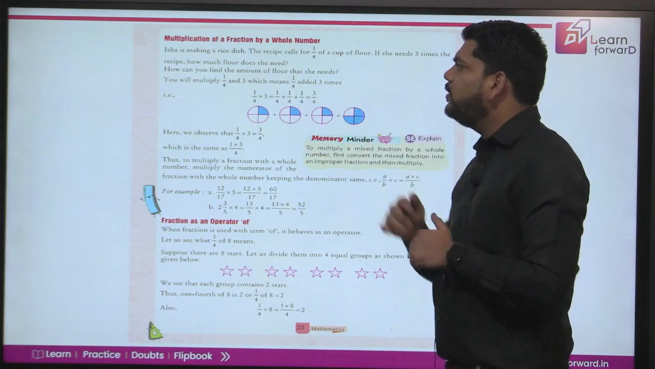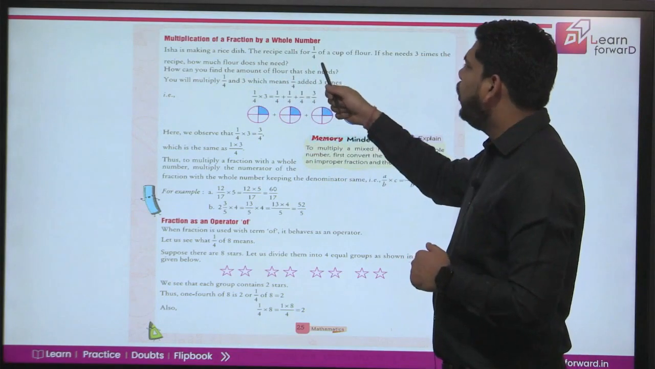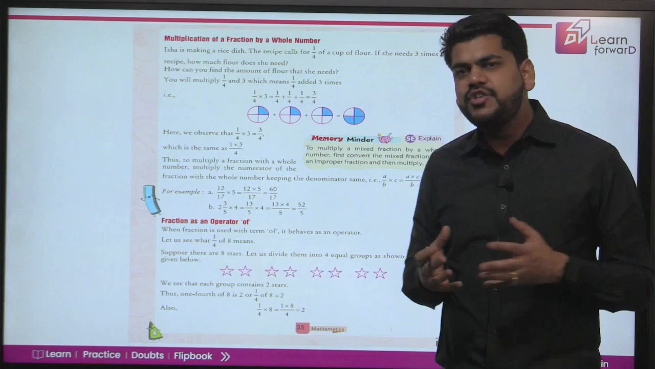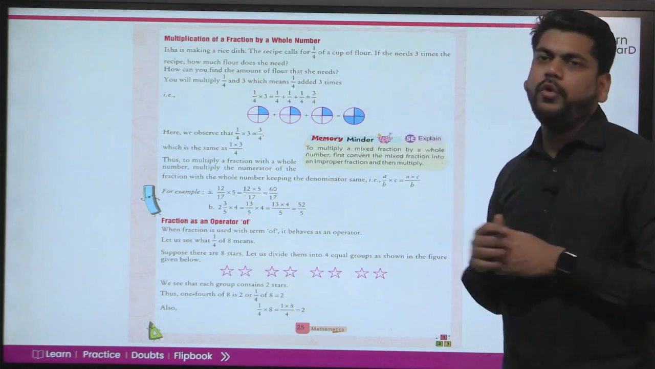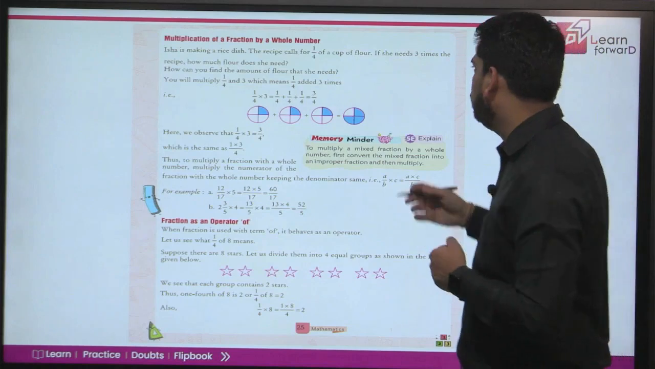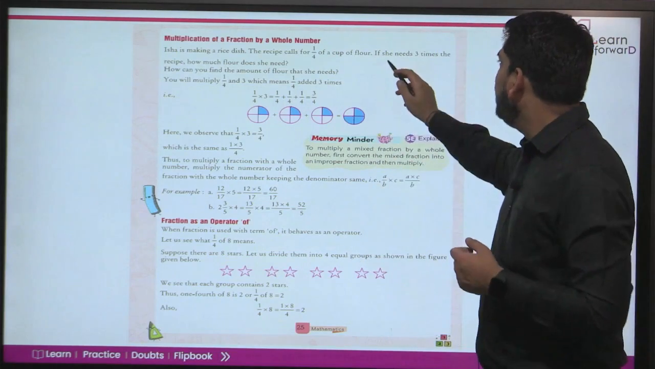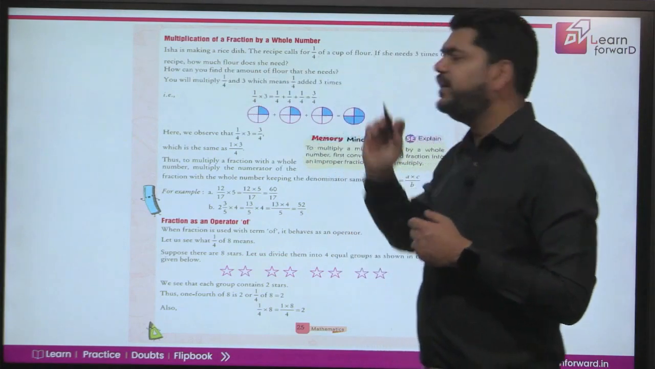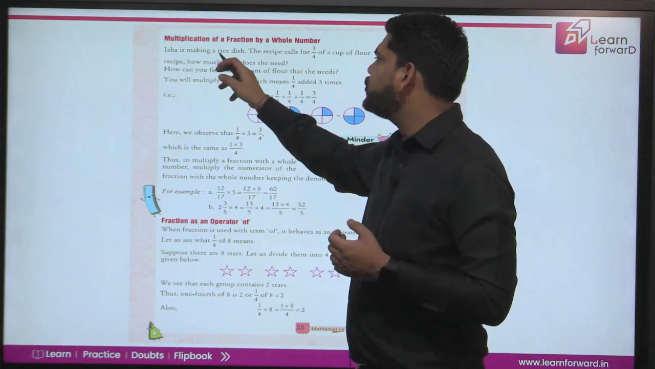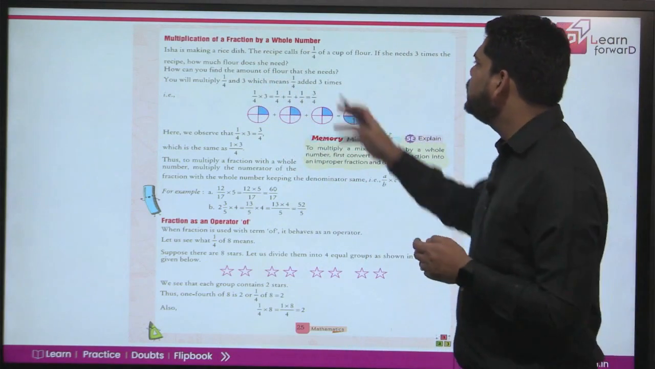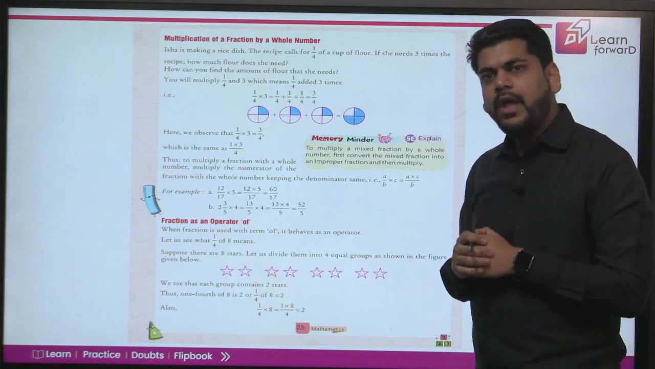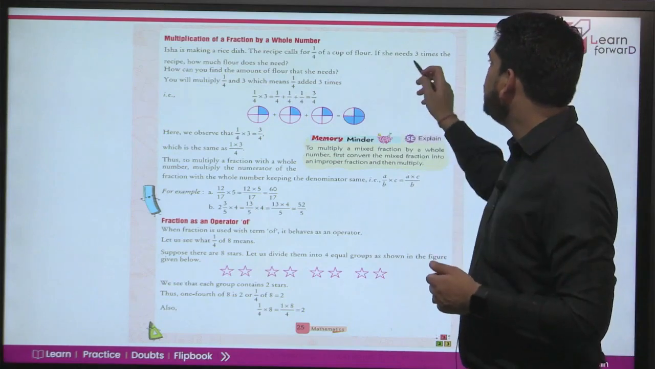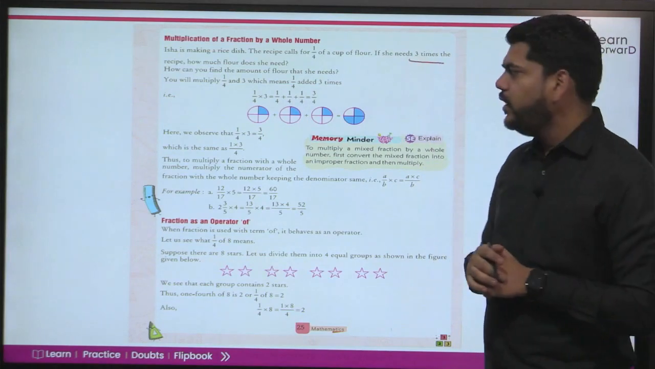Isha is making a rice dish. This recipe calls for 1/4 of a cup of flour. She is making a rice dish and she needs 1/4 cup of flour. Flour means the atta, the powdered wheat you say, right? If she needs 3 times the recipe, how much flour does she need? If she is making a bowl of dish only for herself, then she will be requiring 1/4 of a cup of flour. But if she is preparing the same for herself, her father and her mother, then she will be preparing the meal for 3 people. Then how much does she need?